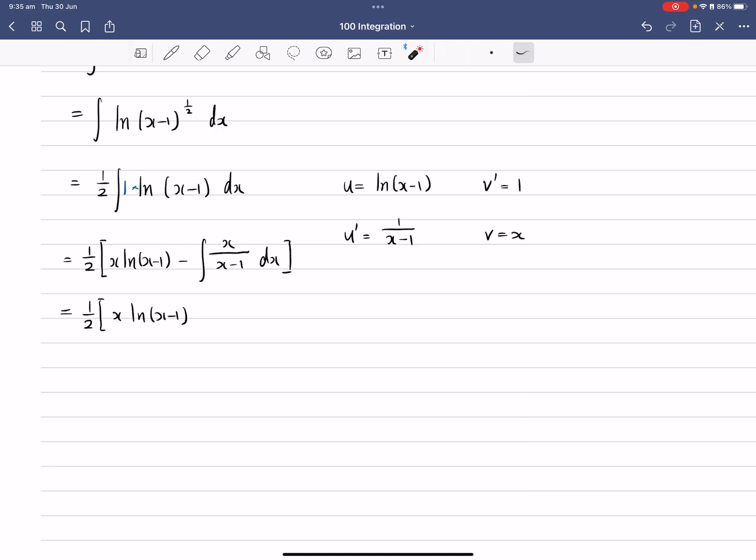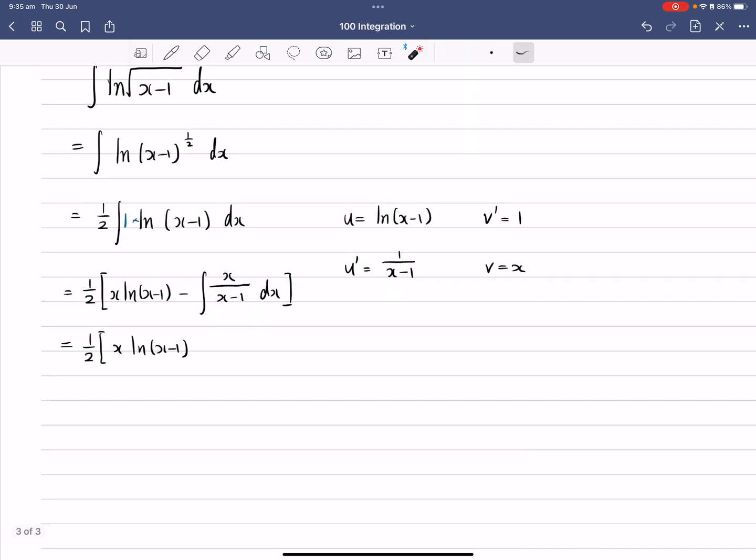All right, so now the question is how do we integrate the second part? You've got x minus 1 on the denominator, you've got x on the numerator, so you can use algebra manipulation to change that x into x minus 1. All right, so let's just do that. So that gives us x minus 1, put a bracket, and we plus 1 straight away, over x minus 1 dx.